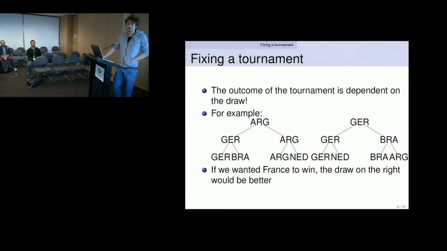So clearly, the outcome of the tournament depends on the draw. For example, using the same tournament graph, we can have a second seeding, the one on the right, where we've swapped the Netherlands and Brazil in the draw. Germany now beats the Netherlands, but then Argentina is beaten by Brazil, so the finalists are Germany and Brazil, and Germany beats Brazil. So if we want Germany to win the tournament, the draw on the right is the correct one.